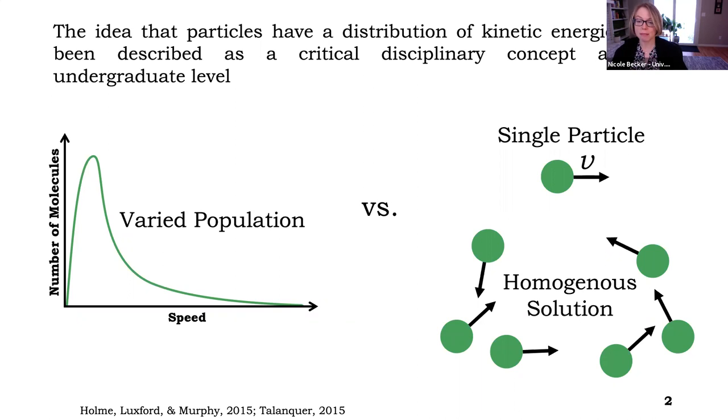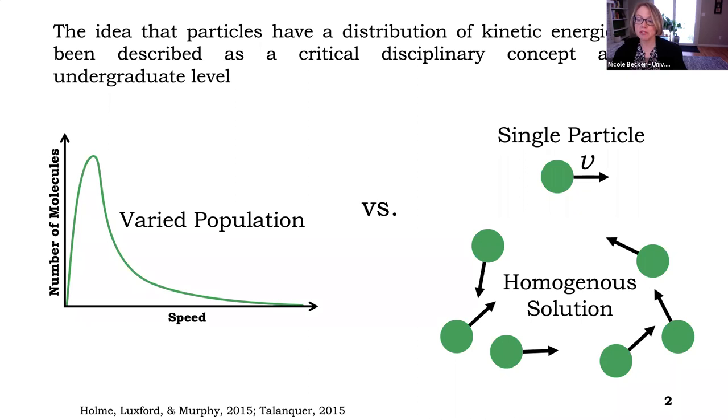Shifting from this homogeneous population schema to a varied population schema has been described as something of a threshold concept, an idea that makes new ways of reasoning possible that were not possible before. So for example, when thinking of particles as having the same speed, it's really difficult to explain things like probabilistic phenomena like chemical reactivity. Why do some particles react and others don't, for instance?